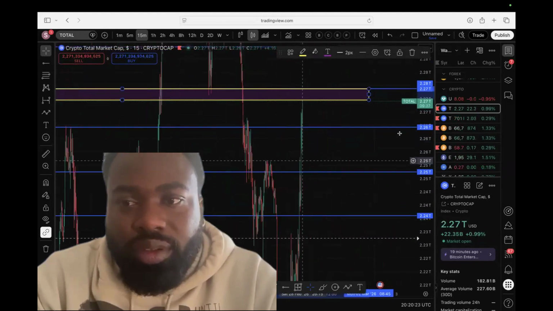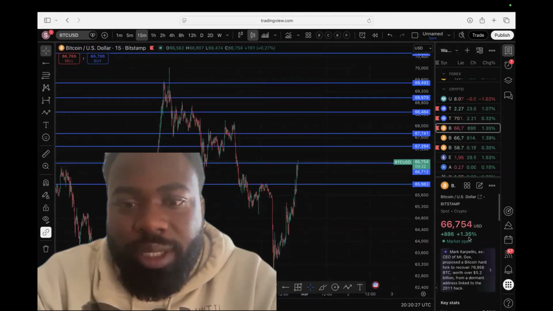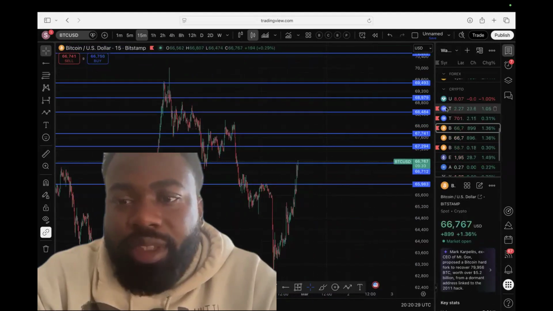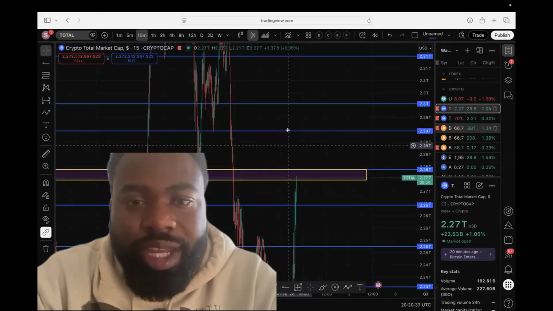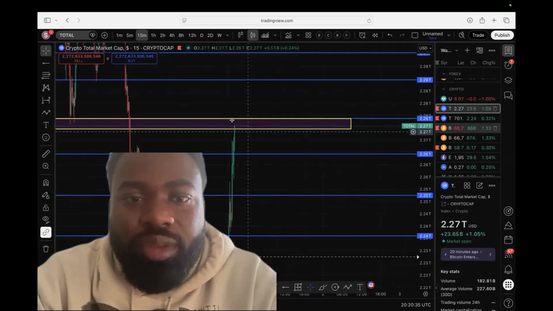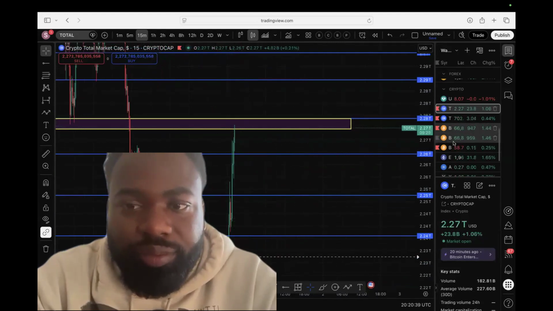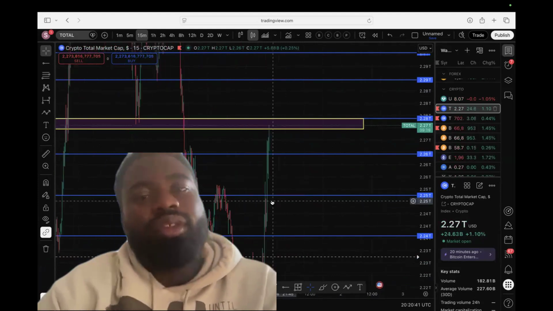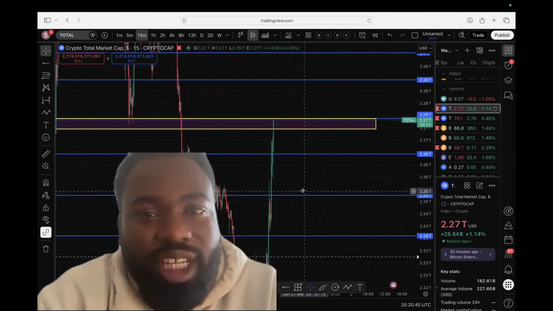So look, Bitcoin going up. Bitcoin must be flying. You see that? I know that because I'm looking at the total crypto market cap. But I know that it's gonna run into some trouble right here at this 2.8. So we got the clear uptrend, but money's flying. Look how much money is flying into the market.